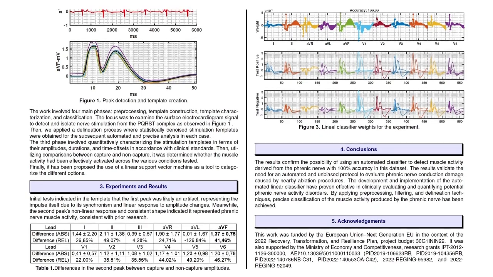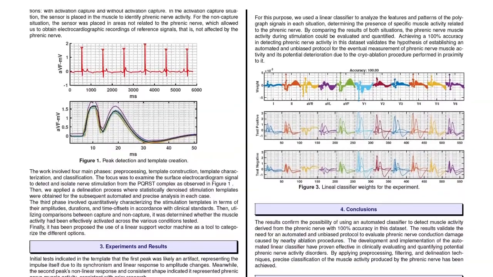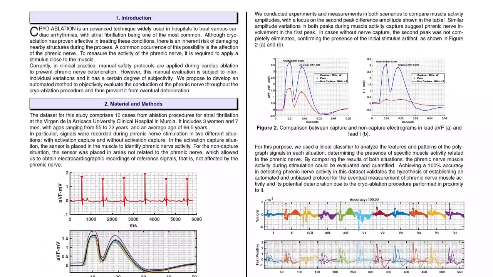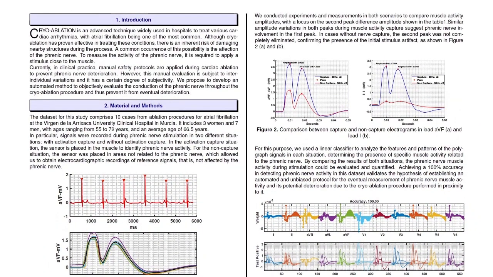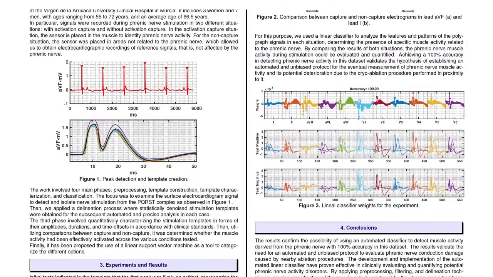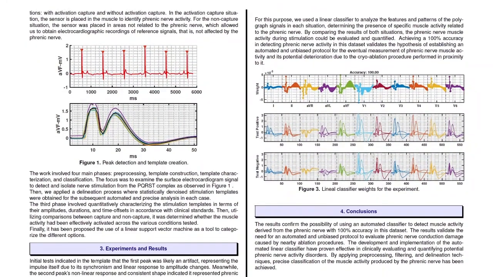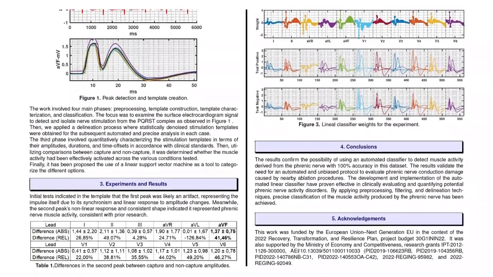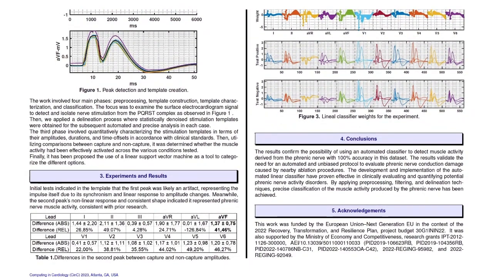Similar amplitude variation in both peaks during muscle activity capture suggested phrenic nerve involvement in the first peak. In cases without nerve capture, the second peak remained, confirming the presence of the initial stimulus artifact, as demonstrated in Figure 2A and B. By comparing results from both scenarios, the study could evaluate and quantify phrenic nerve muscle activity during stimulation. Achieving 100% accuracy in detecting phrenic nerve activity in these datasets supports the hypothesis of establishing an automated and unbiased protocol for measuring phrenic nerve muscle activity and its potential deterioration due to cryo-ablation conducted in this proximity.